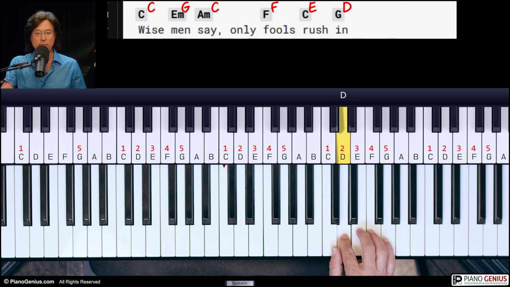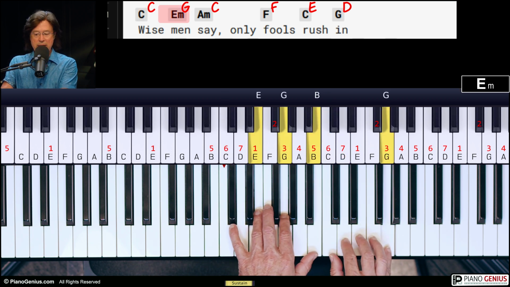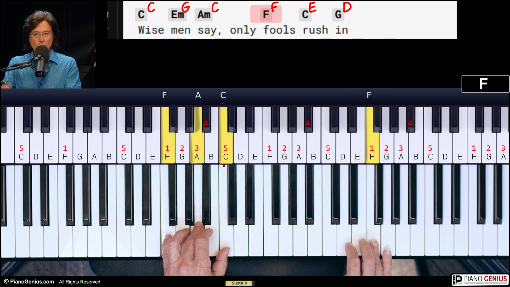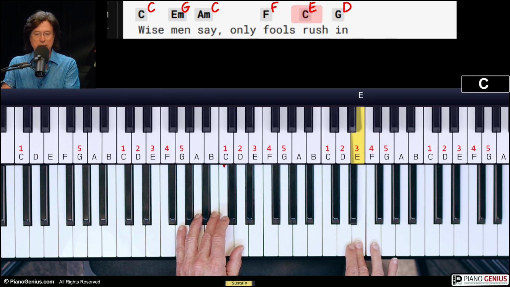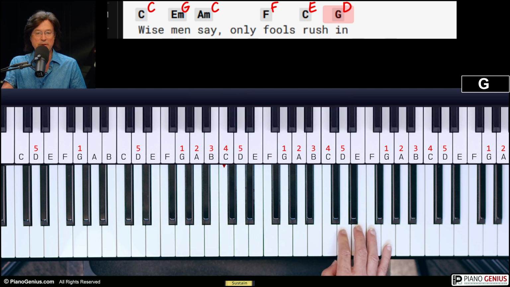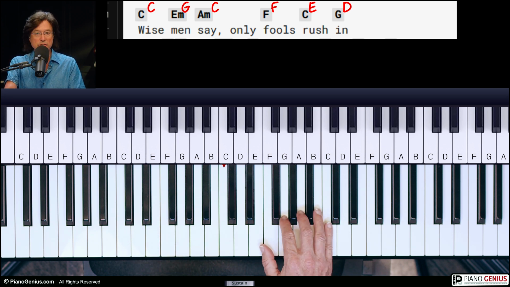All right, so the first line is all completely under our hand. Wise men say, only fools rush in. I would write those notes in red above the chords. I'm not saying you want to be playing those notes, but just be aware of what they are, because once you know where they are, you can start playing the correct chord inversion, so those are on top.